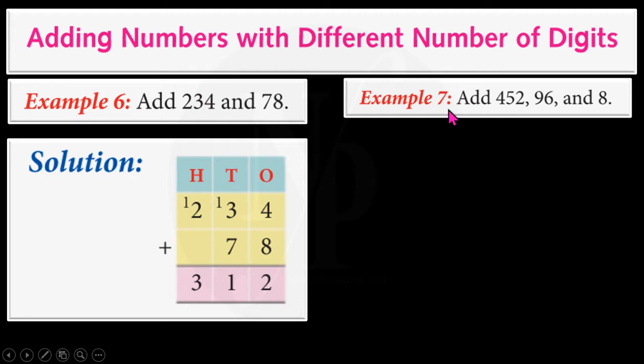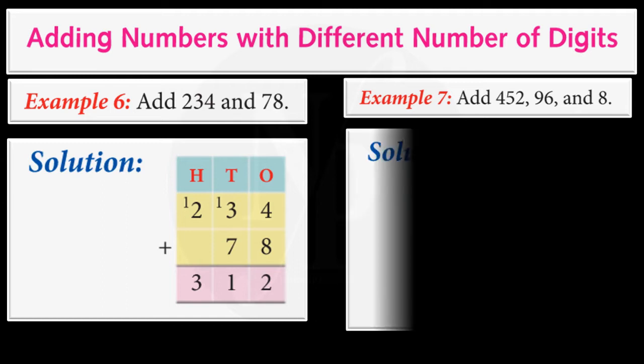Example number 7. Add 452, 96 and 8. Here 3 numbers are given to add, and the first number here is a 3-digit number, second number is a 2-digit number, and the third is a 1-digit number. So we should write these numbers in the place values table according to their place values.